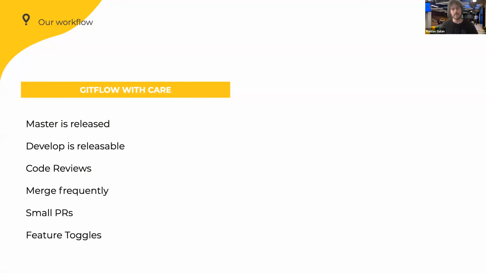Just a brief reminder, Git flow says that you have a master branch, which represents everything that has already been released, and a develop branch, which represents anything that is releasable. So going back to the continuous delivery definition, everything in your develop branch will be ready to be released. We do small pull requests, we do code reviews, we merge frequently, we use feature toggles, and all of this latter part is the "with care" part of Git flow. Some people think about trunk-based development for these techniques, but you can apply all of them also in Git flow, having a more careful workflow.